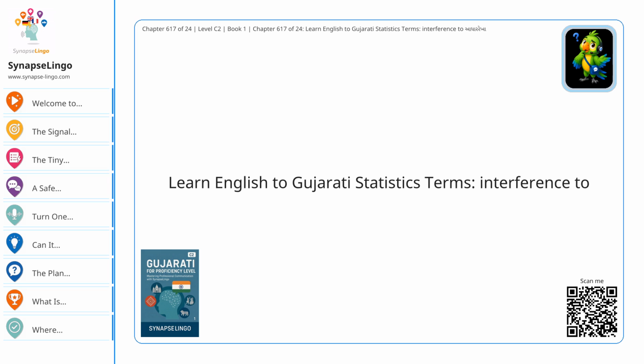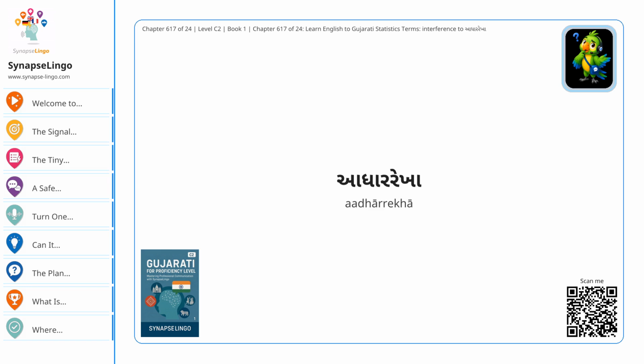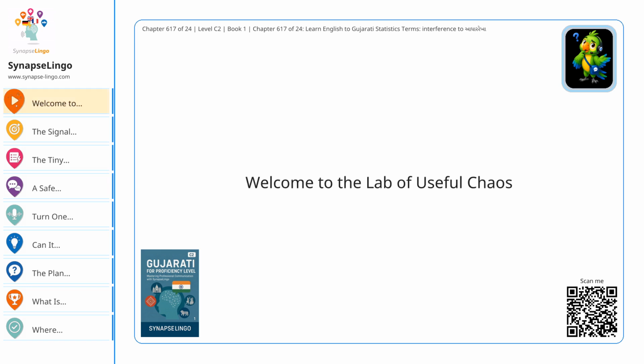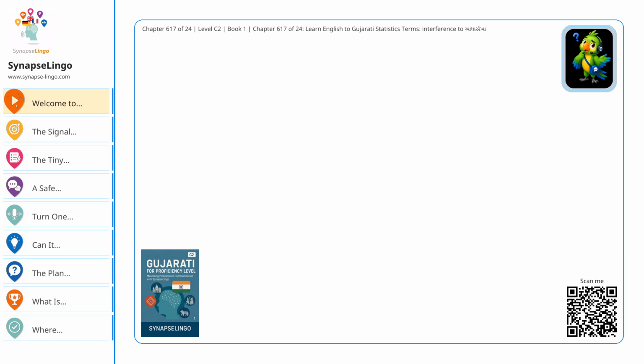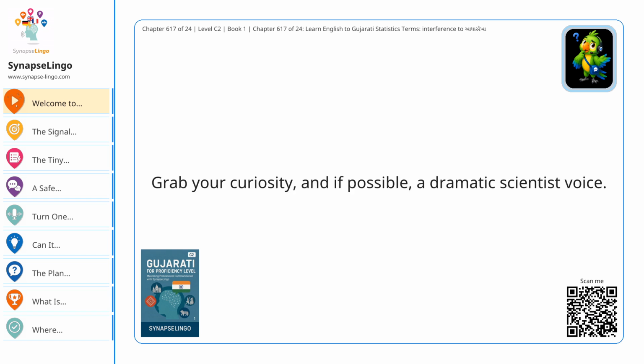Learn English to Gujarati statistics terms: interference, 2. આધાર રેખા. Welcome to the lab of useful chaos. You are about to learn serious technical Gujarati words in a not-so-serious way. Grab your curiosity and, if possible, a dramatic scientist voice.